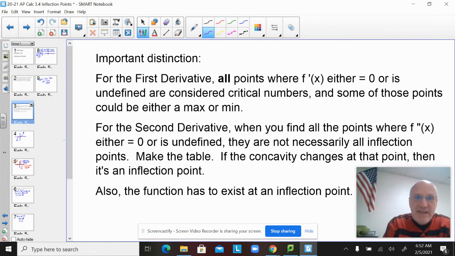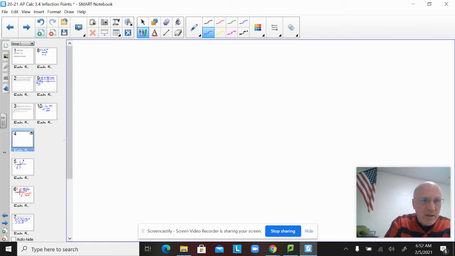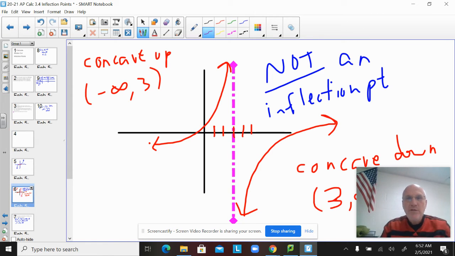And then the other distinction is this last one. The function actually has to exist at an inflection point. It can't just be at an asymptote. So in particular, this picture right here, where I drew a rational function that has an asymptote. And clearly from negative infinity to 3, it's concave up. And from 3 to infinity, it is concave down. So if you're making a table, which you would make for this, at 3, it would be concave up on one side and concave down the other. But this would still not be an inflection point because there's actually no point on the graph.